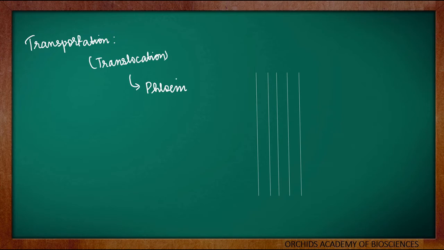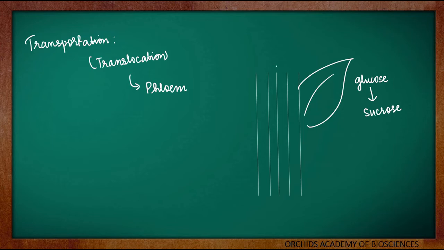So now let us see how the food is transported, or translocated, in the plant. Let us imagine this to be a stem, and there is a leaf over here. This leaf will be producing glucose as a result of photosynthesis. We know in the process of photosynthesis, plants take in carbon dioxide and water in the presence of sunlight and chlorophyll, and they make glucose. For the transport, glucose will be converted into sucrose, because sucrose is more energy efficient and is soluble in water. Now the sucrose will move into the phloem tissues.